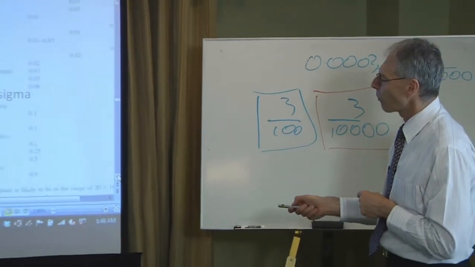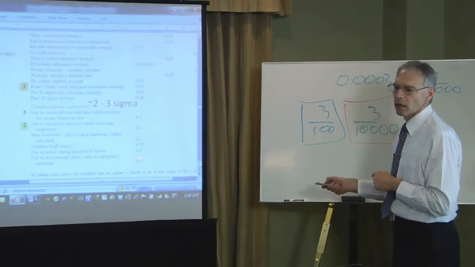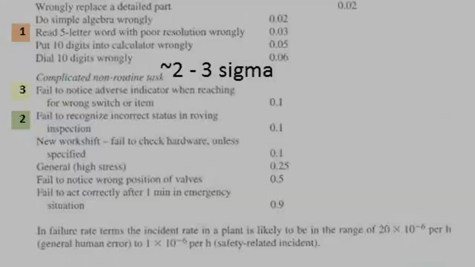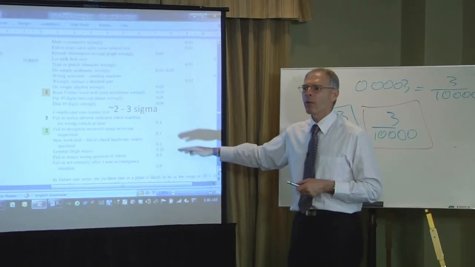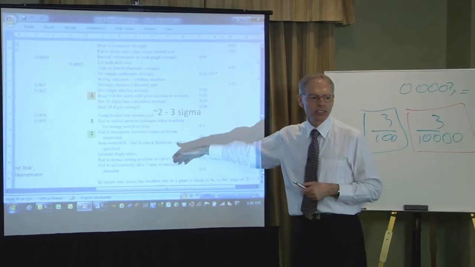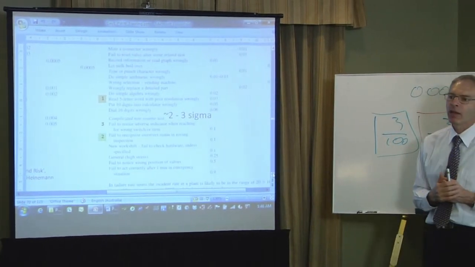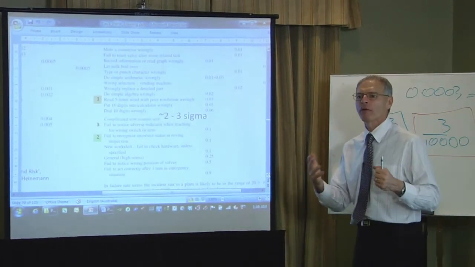Failed to act correctly after 1 minute in an emergency situation, 9 times out of 10. 2 minutes into this emergency situation, everything goes wrong. So in maintenance, we don't want to have our guys in emergency situations, because in an emergency situation, we do not think straight. We are not built to think straight in high risk situations.